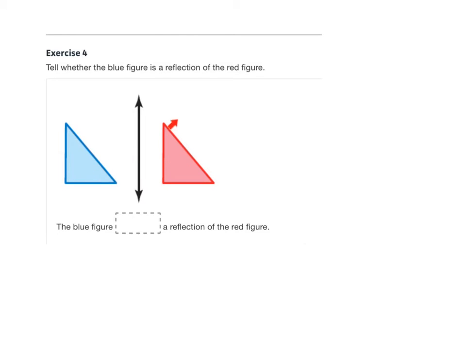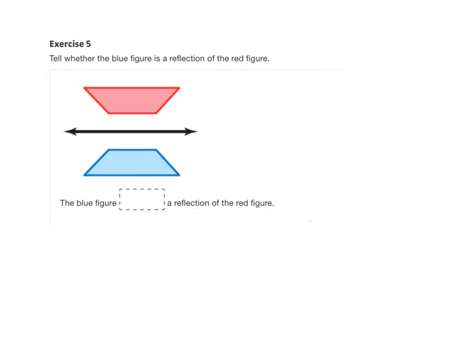If it was a reflection, but it's not. In order to make this a reflection, this would have to look, you know, something like this in order for it to be a reflection. But in this case, it is not a reflection. All right, exercise 5. Tell whether the blue figure is a reflection of the red figure.